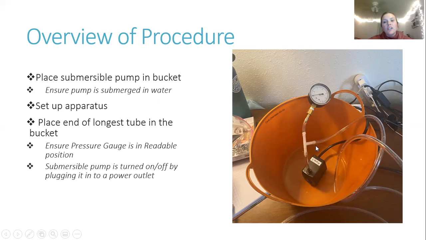And then the other end, you're going to connect the longest tube that you have and just ensure that the end of this longest tube is placed back into the bucket. Make sure that your pressure gauge is in a readable position, and then just to turn on and off your submersible pump, you just plug it in and unplug it from an outlet.